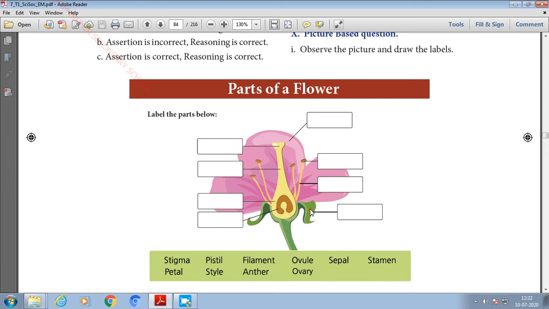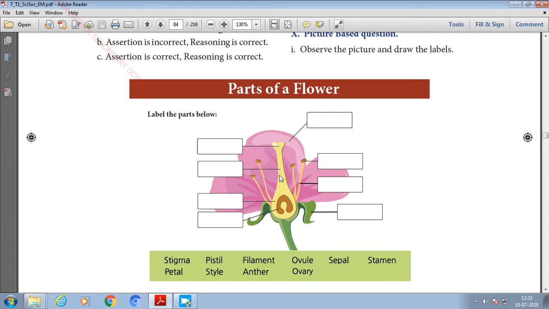And here the fourth one, the green colored portion of the flower which protects the bud in its young stage, is called the sepal, S-E-P-A-L, sepal. And coming to the left side, the upper part of the female part is the stigma. So you can mark this as S-T-I-G-M-A.